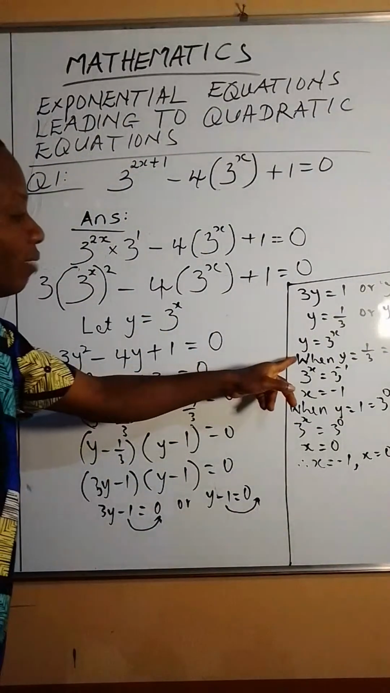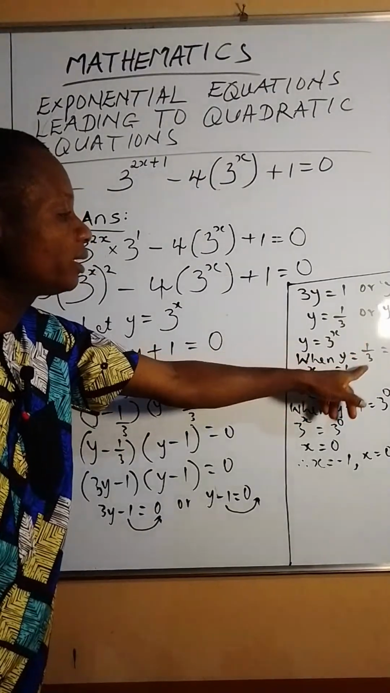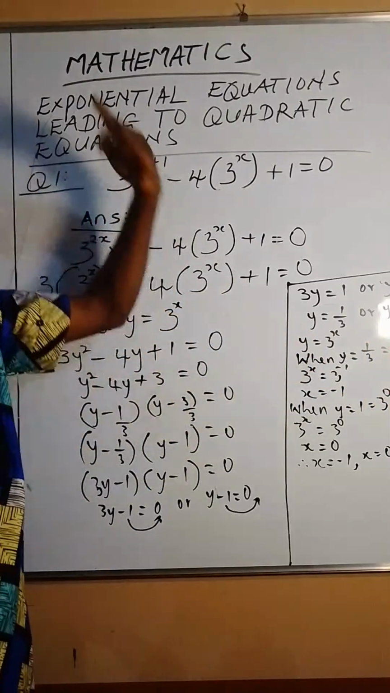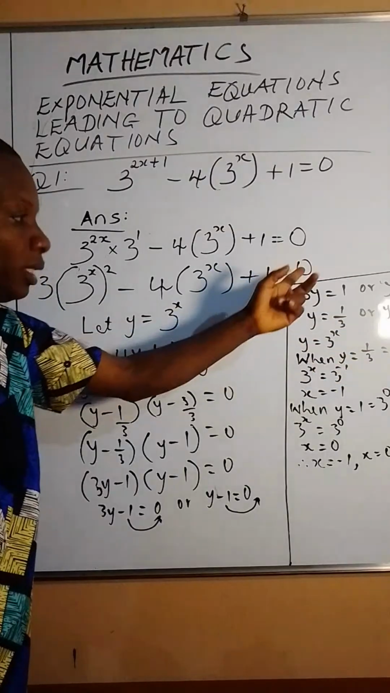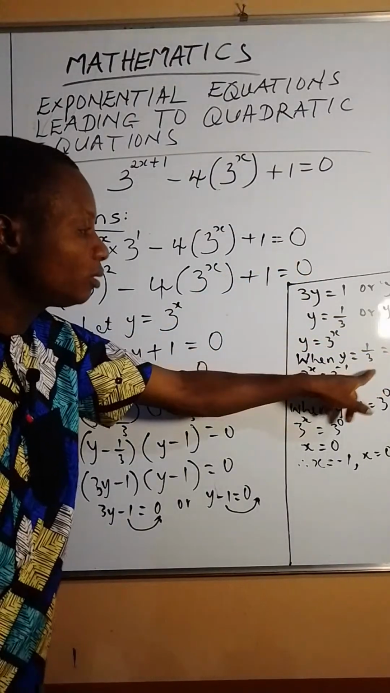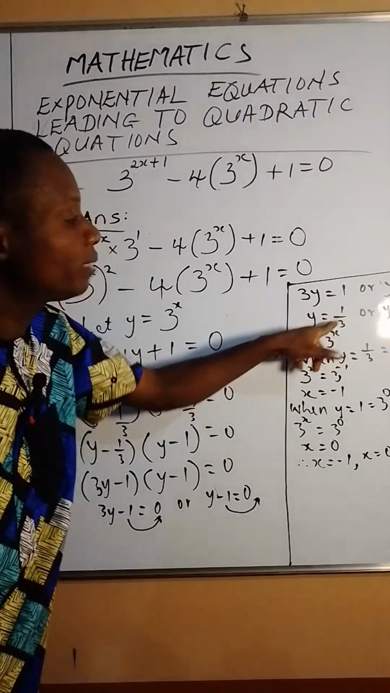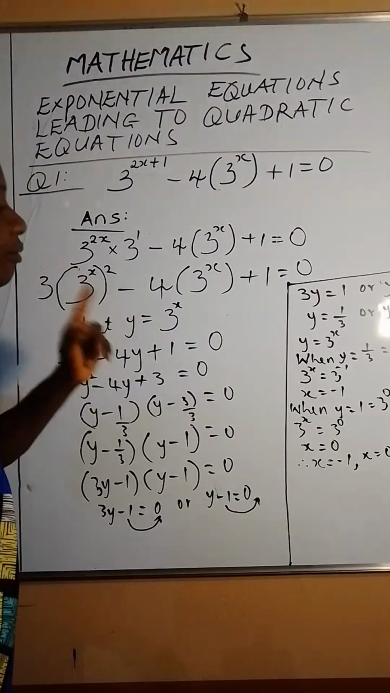Since we have our y, when y is equal to 1 over 3, we know that 1 over 3 is the same thing as 3 raised to power minus 1. Don't forget that we are going back to indices. We are done with the quadratic equation here. Now we are going back to indices. So we want to transform all these numbers we got, this and this, to indices, to initial forms or exponential forms.